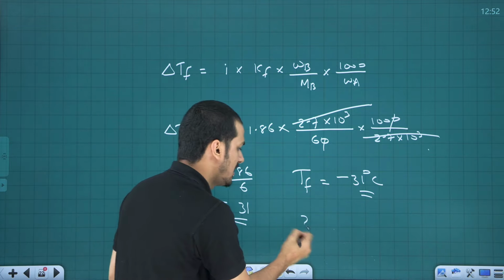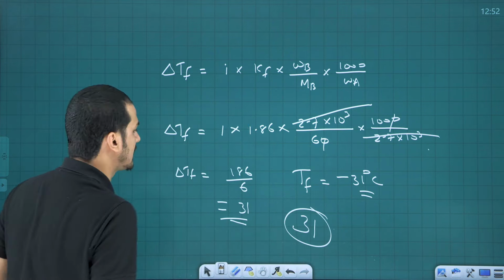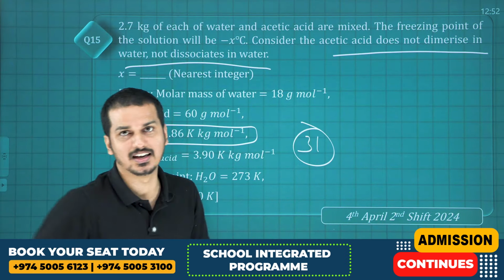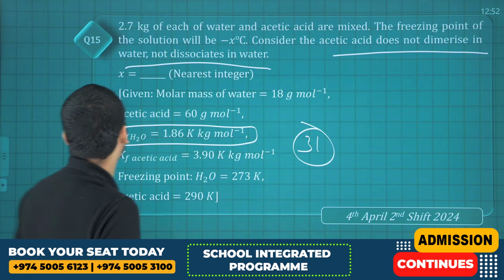Our answer is, they are telling minus x. So x equals how much? 31 is our answer. Clear, dear? Okay. We can move to the next question.